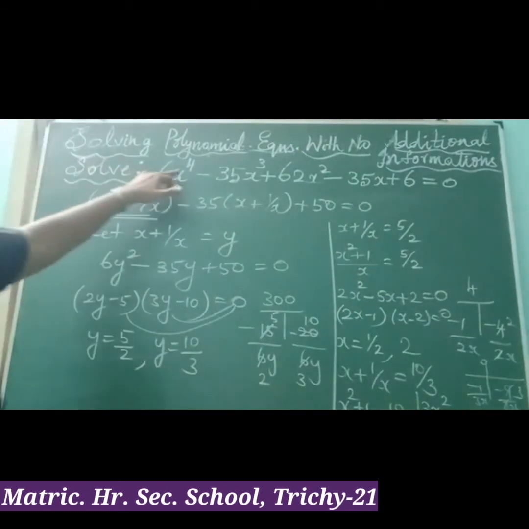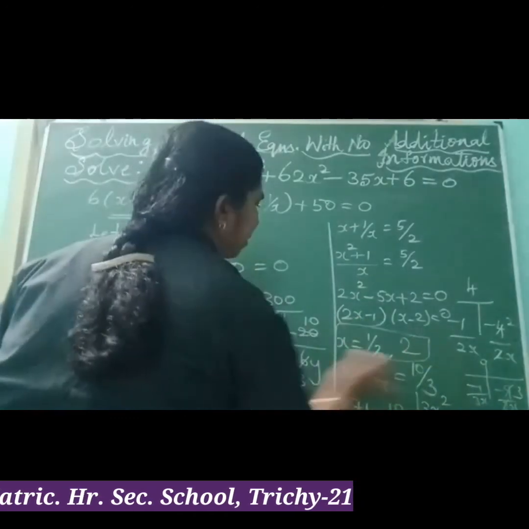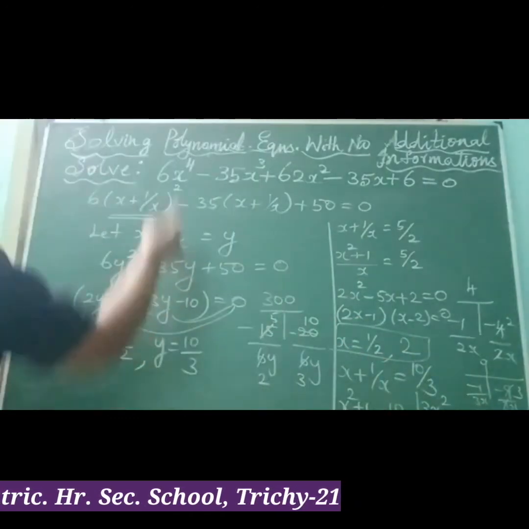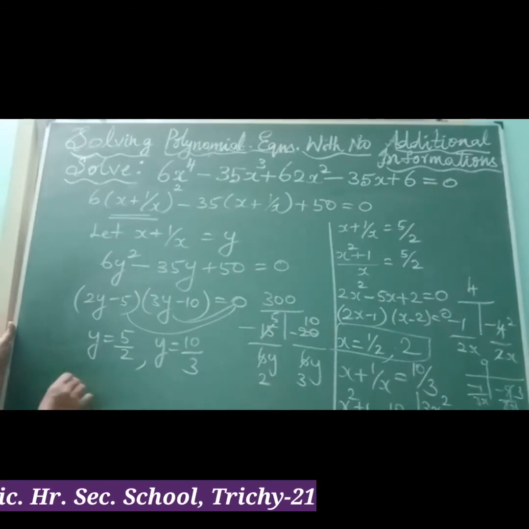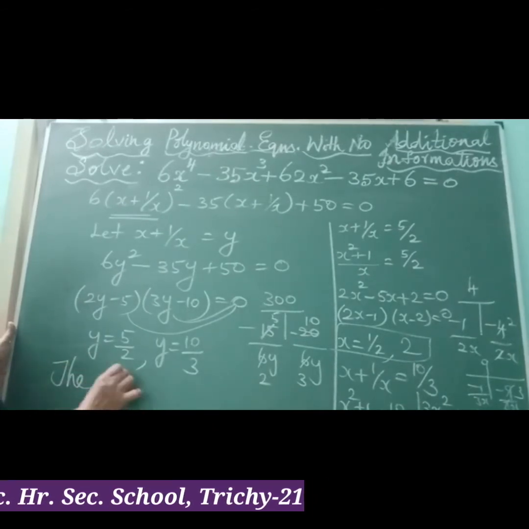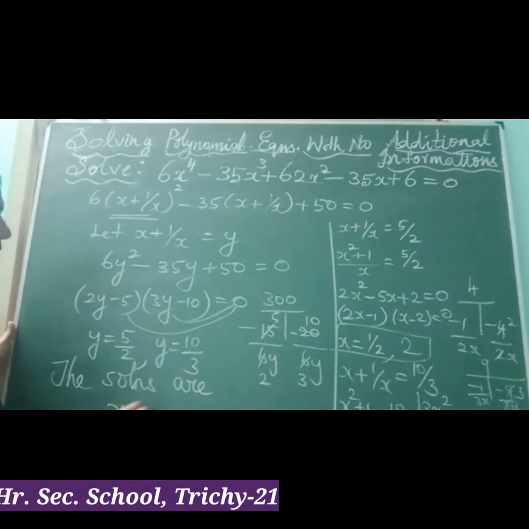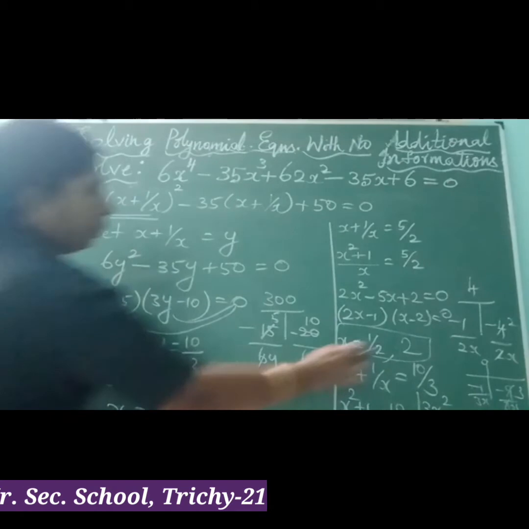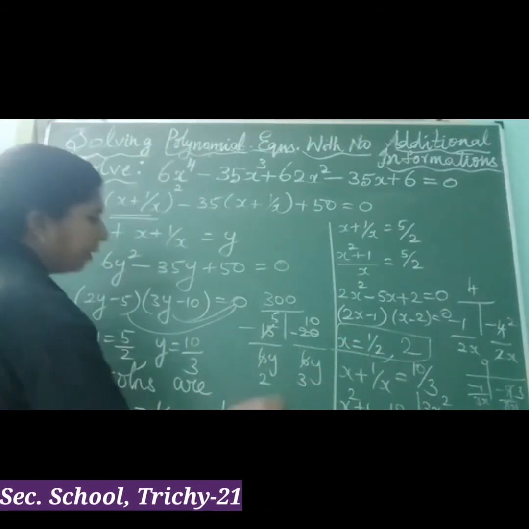The given equation has power 4. Now we got 4 different answers for x. The solutions for the given polynomial are x = 1/2, 2, 1/3, 3.